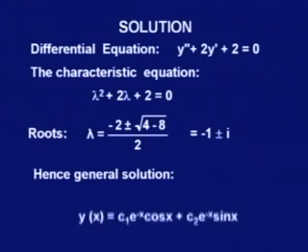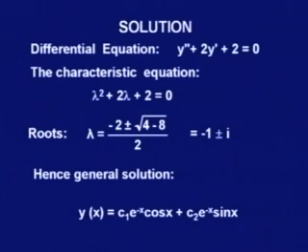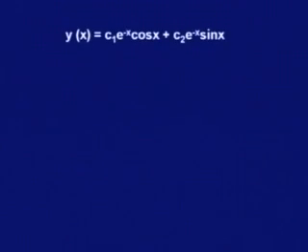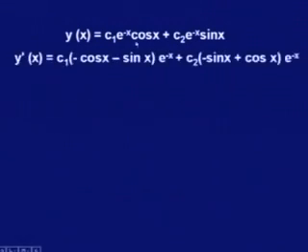So, what will be the general solution? The general solution we will get is c1 e to the power minus x cos x plus c2 e to the power minus x sin x. Now, for the particular solution we have to find the values of c1 and c2. For that we have to use the initial conditions. So, we will find y dash x. y dash x is c1 e to the power minus x cos x, its derivative would be minus cos x minus sin x times e to the power minus x. Similarly, it would be c2 times minus sin x plus cos x times e to the power minus x.